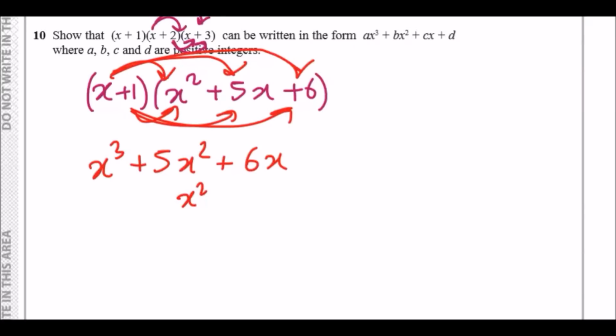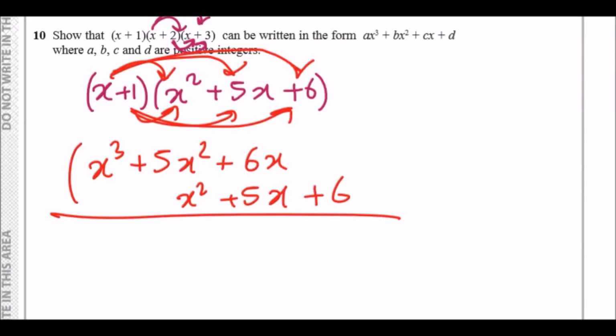1 times 5x is plus 5x. And the other one will be plus 6. And then just draw a big line. Total this up and press add. Now you just total it up.